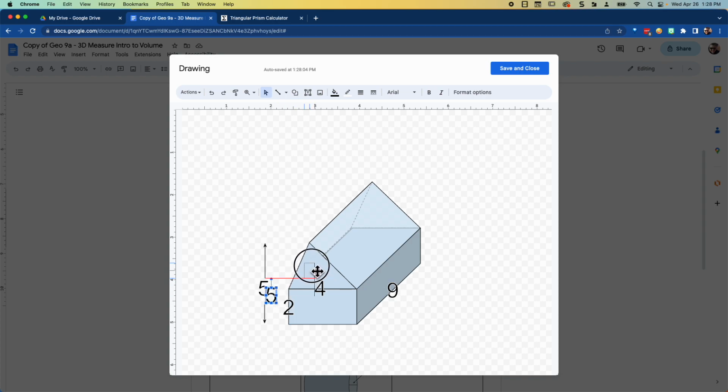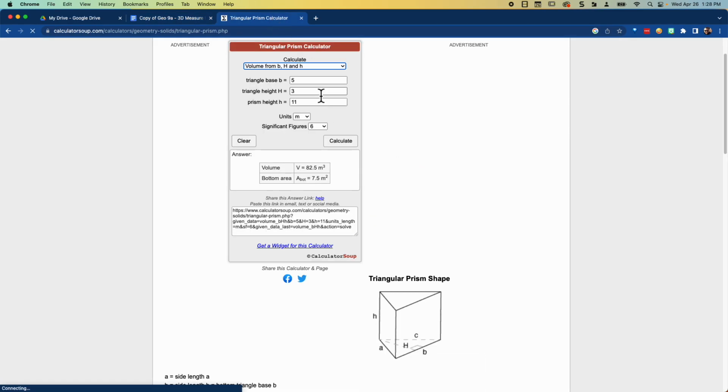It says this full height is high, but this height is 2, which means that if I copy and paste this number, that 3 would be the height here. So that height's going to be a 3. And that's good to think about. So now I have a triangle that's 3 by 4, and its height is 9. So I can use this triangular prism calculator again because it has a 3 by 4 with a height of 9.